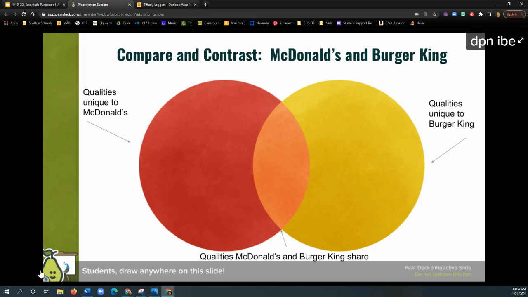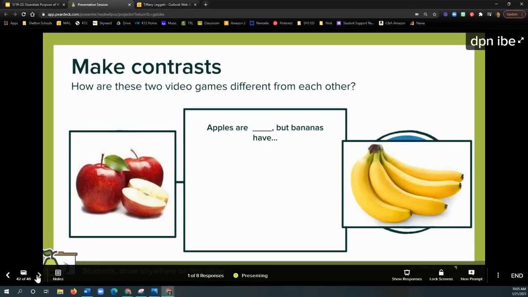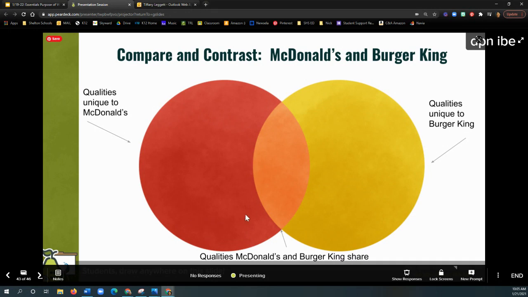Okay, now let's do another way of comparing and contrasting. You can compare and contrast using a Venn diagram. So this is called a Venn diagram, and it's where you contrast on the outside and you compare on the inside. So we're going to take McDonald's and Burger King. McDonald's is the red and Burger King is the yellow. So what are some qualities that are unique about each of those? And then what do they share in the middle?